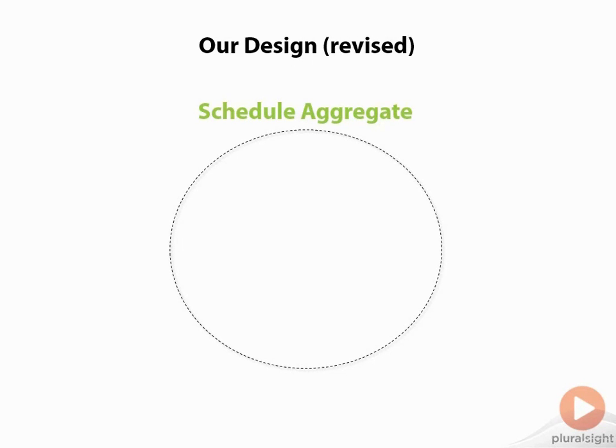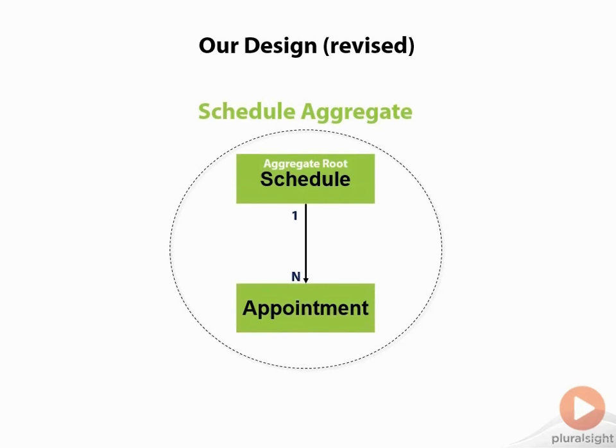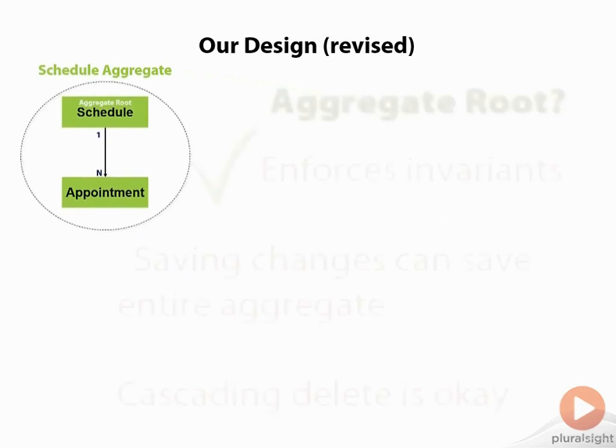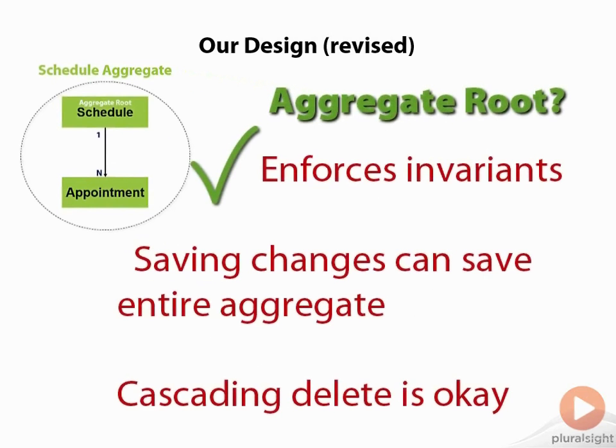So even though the initial design we had was about scheduling, the schedule itself was never part of our model. Once we include schedule as its own explicit object in our model, it makes the design much simpler. Appointments no longer need to know anything about other appointments. The responsibility for ensuring that appointments are not double booked and similar invariants can be performed by the schedule, which is the aggregate root.